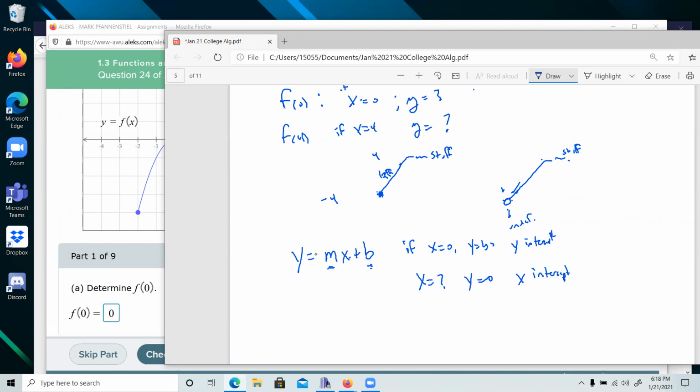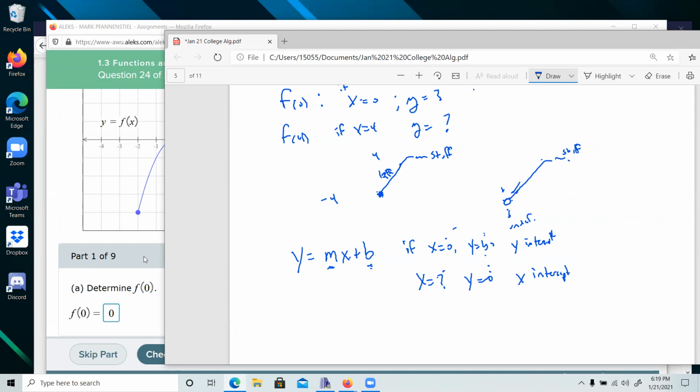Okay, so with intercepts, if they don't mention which one is which, just think to yourself, both of the variables get to take turns being 0. We'll let one equal 0, solve for the other. Let the other one equal 0, solve for that one. They just take turns being 0. That's all there is to it.